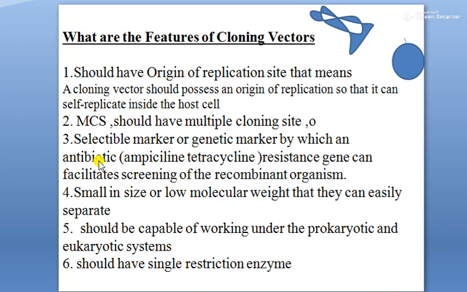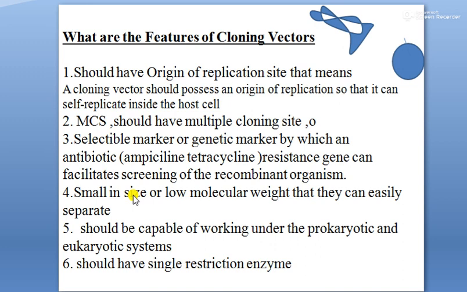Next, MCS, that is multiple cloning sites. It should have multiple cloning sites, because the presence of multiple cloning sites can be used for multiple cloning, right? And next, number three, that is a selectable marker or genetic marker, by which antibiotic resistance genes like ampicillin and tetracycline can facilitate screening of the recombinant organisms, right?